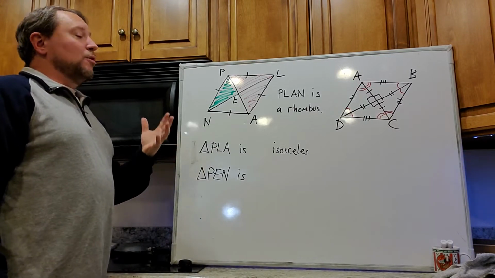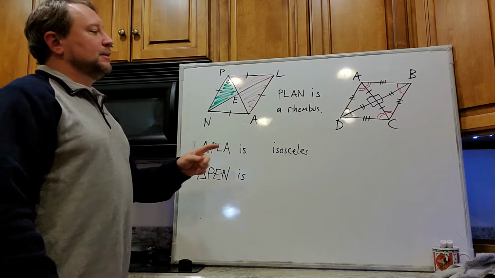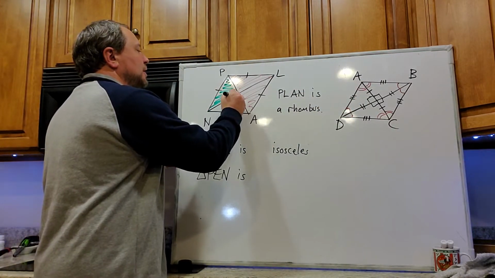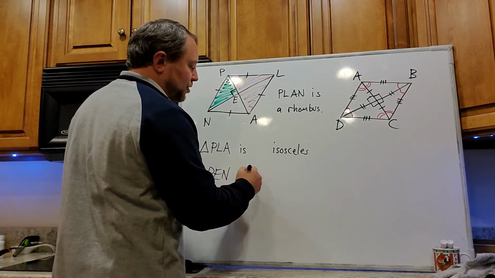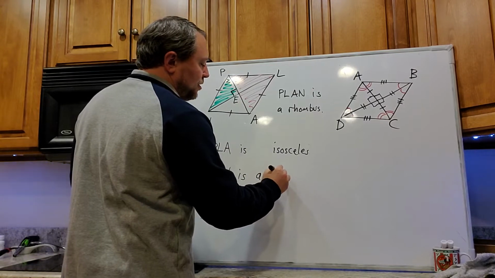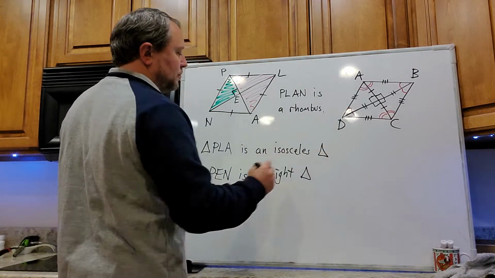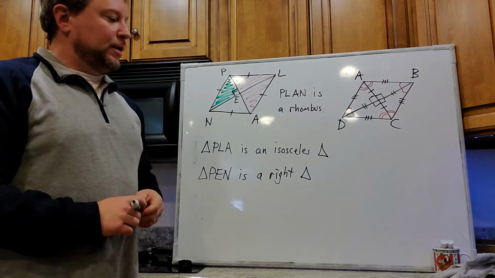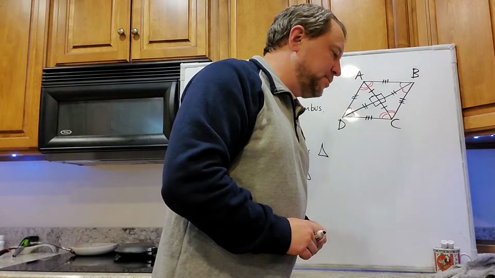But more importantly, if I wanted to classify the triangle, I could see that it's going to have a right angle right there. So I could say that triangle PEN is for sure a right triangle. Okay, so a couple of classifications of triangles there based on our picture.